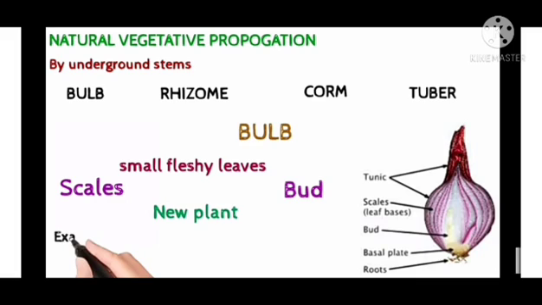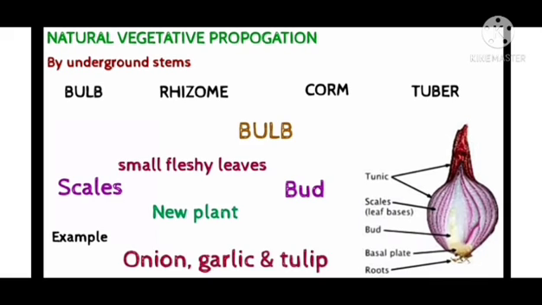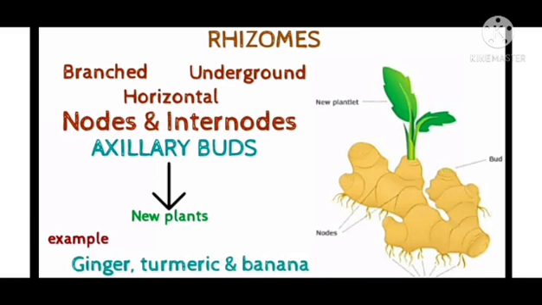Now first, what is a bulb? It is vertical in direction and its terminal bud gives rise to the floral shoots. Axillary buds that may be produced in the axils of fleshy scales grow into aerial shoots under favorable conditions. Examples of a bulb are onion, garlic and tulip.